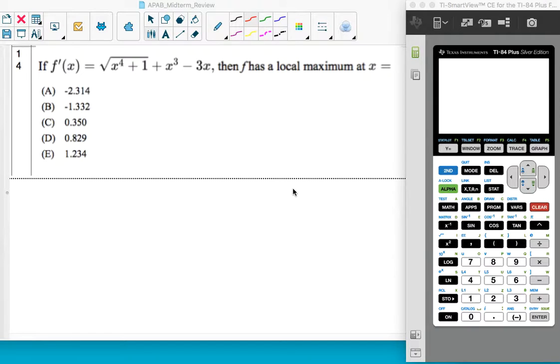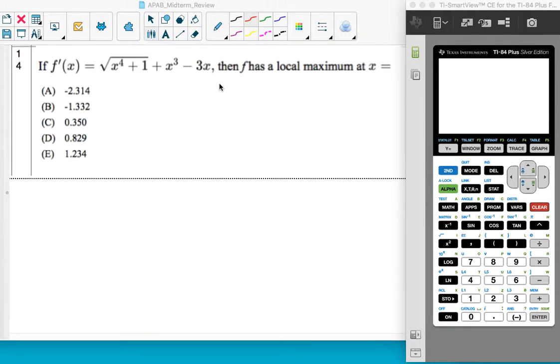All right, this is AP Calculus. We're doing midterm review, and this is multiple choice number 14, which is a calculator problem, as evident by the ridiculous decimals in the answers. So this is actually a perfect example of what we talked about in number 13, where you didn't need the calculator, but it could be useful.